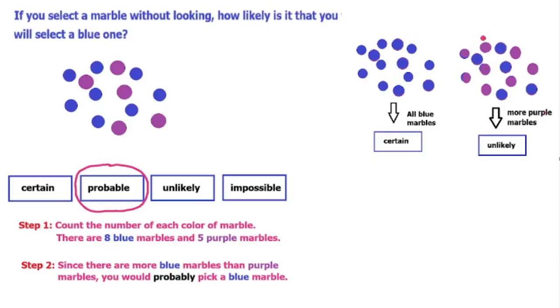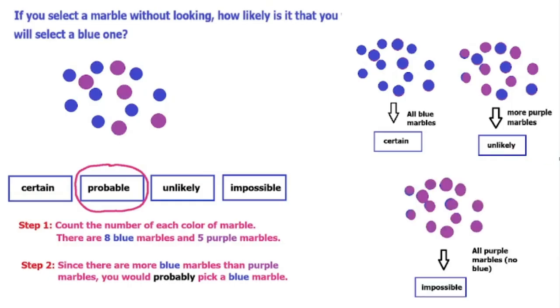Then this one is unlikely that you would pick a blue marble because this one is the reverse of this. Over here, we have more purple marbles than blue ones. So it would be unlikely that you would pick a blue one. It's possible still, but unlikely because there's less blue marbles than purple. Then if you have the final scenario where they're all purple marbles, no blue ones, then it's impossible for you to pick a blue marble.